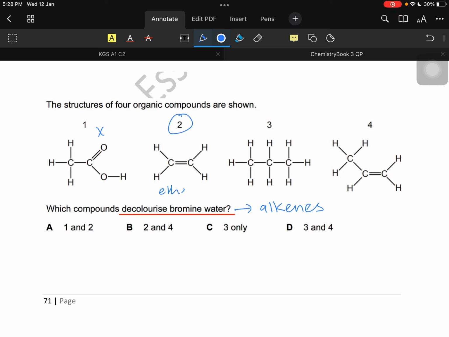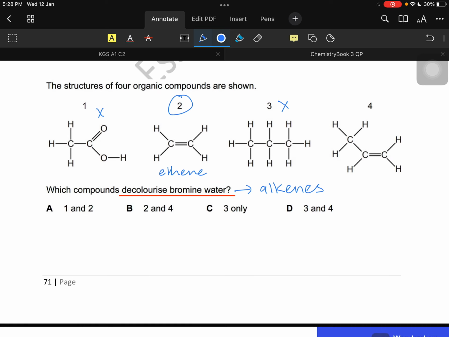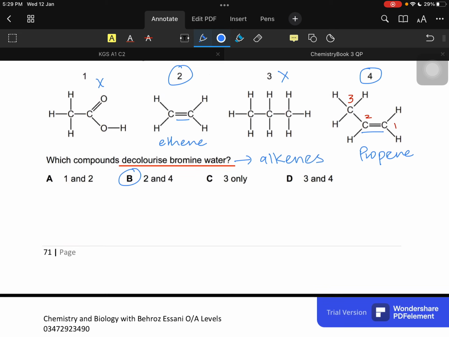Rather, it's an ethene molecule because it has 2 carbon atoms. Option 3, I believe, is not an alkene again. It's rather a propane, which is not an alkene. Option 4 also seems to be an alkene because it has a carbon-carbon double bond over here. And it has 3 carbon atoms, so it would be a propene. Carbon number 1, carbon number 2, carbon number 3. 3 carbons with a double bond, propene. So the correct answer has to be molecule 2 and 4. I can see it right over here.